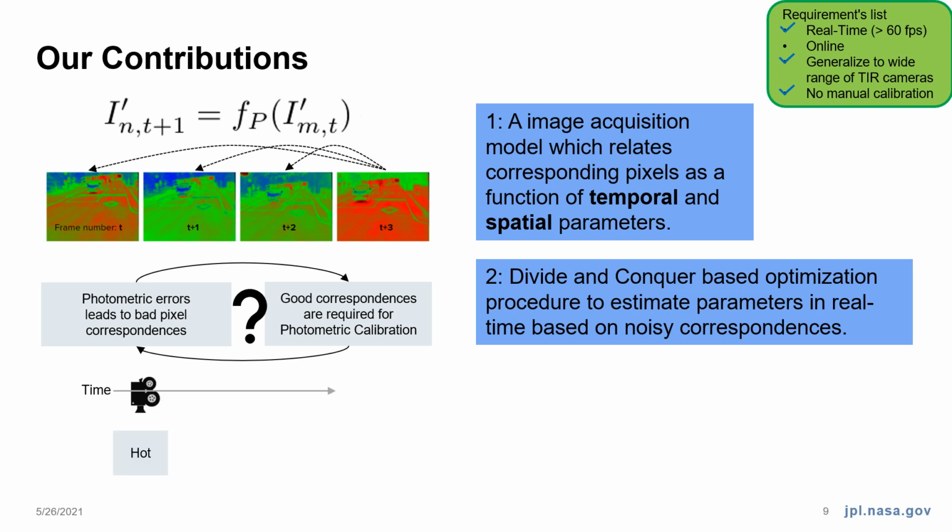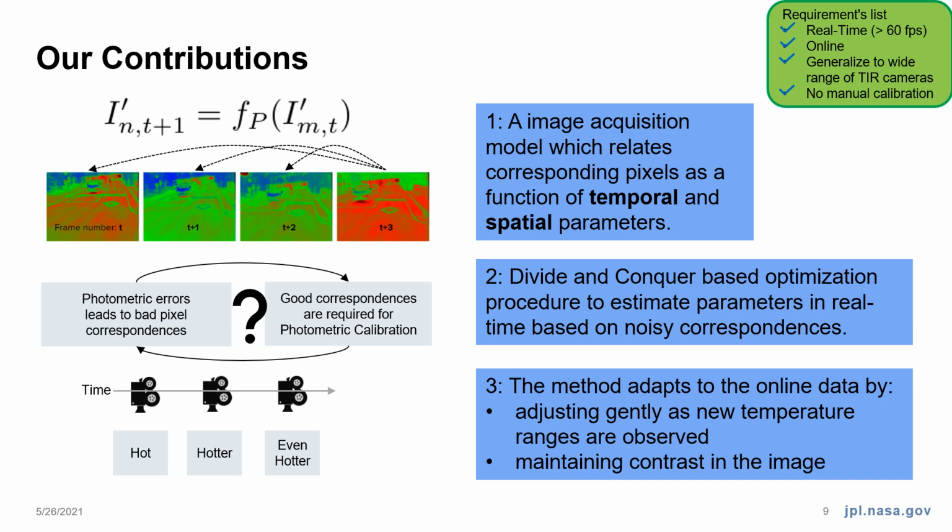Online data means that we do not know the range of temperatures we would observe during the run, and this requires special adaptations utilizing the domain knowledge of the thermal infrared cameras. This adaptation also helps us preserve the image contrast.